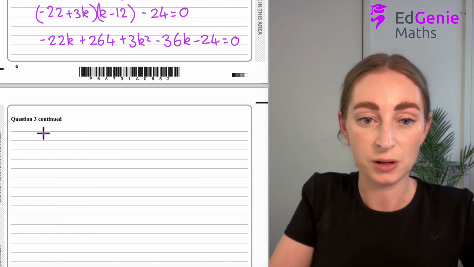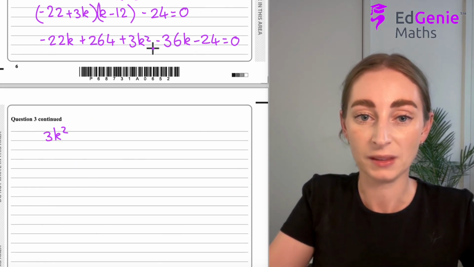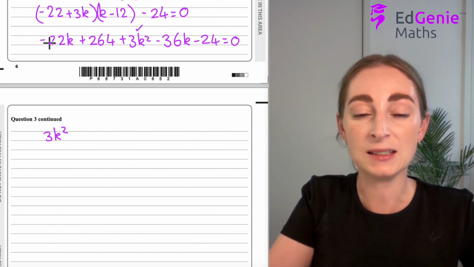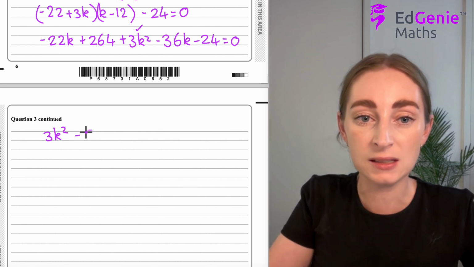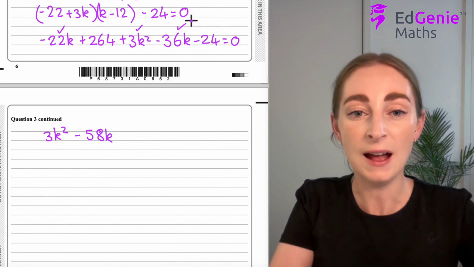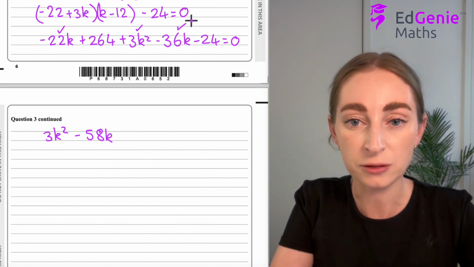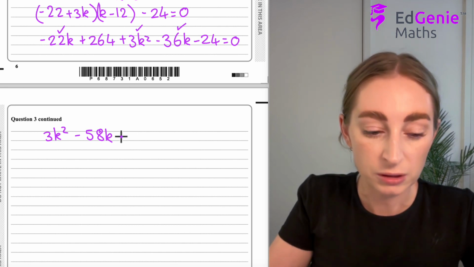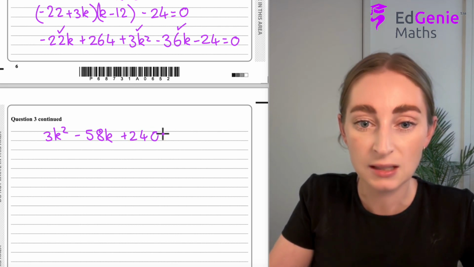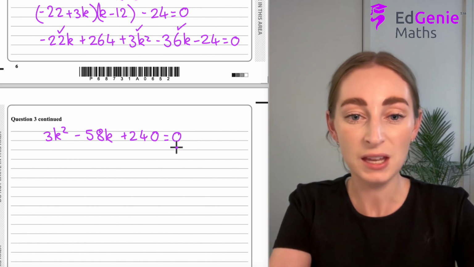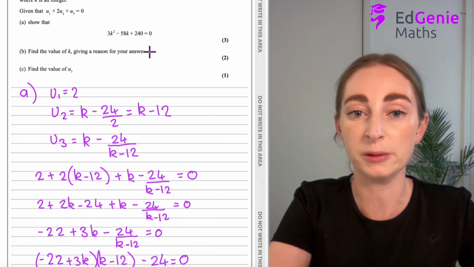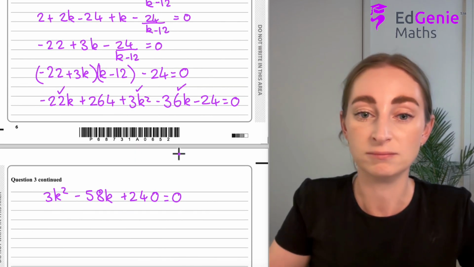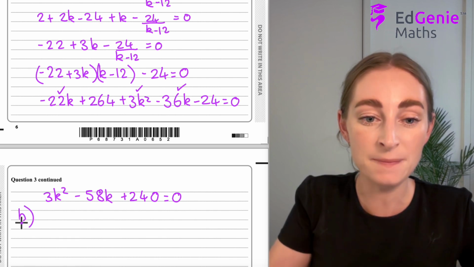Simplify this. Let's do our k squareds first. Done that term. Then let's do k. So we've got minus 22k minus 36k. So that's going to be minus 58k. So that's that term and that term done. And then we've got 264 minus 24, which is nice. That's 240. And that equals 0. Now, go back up to the question. What did we want? Oh, that's what we wanted. So we're done. Now let's have a go at part B.